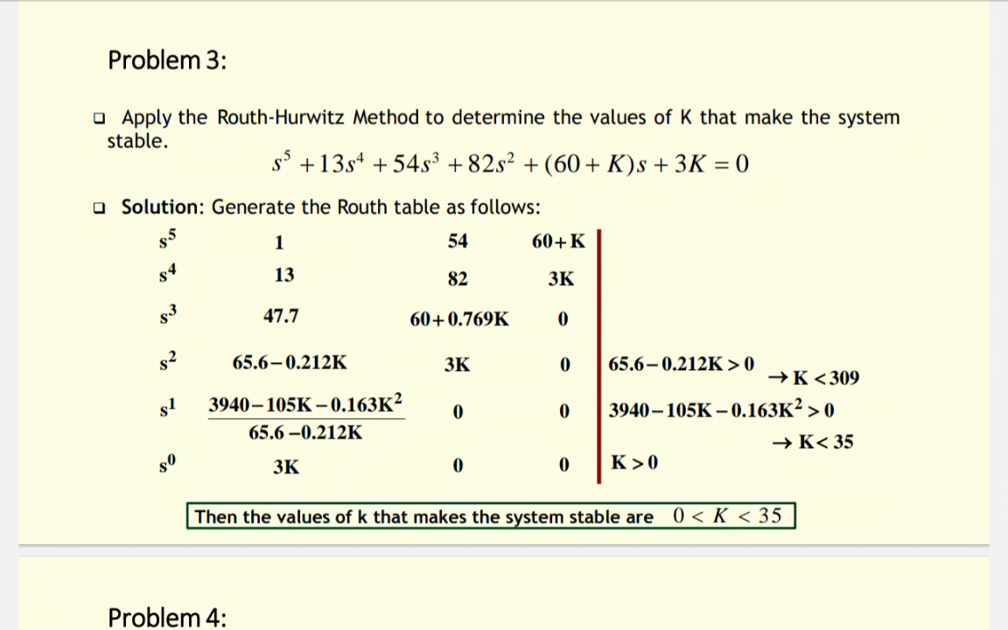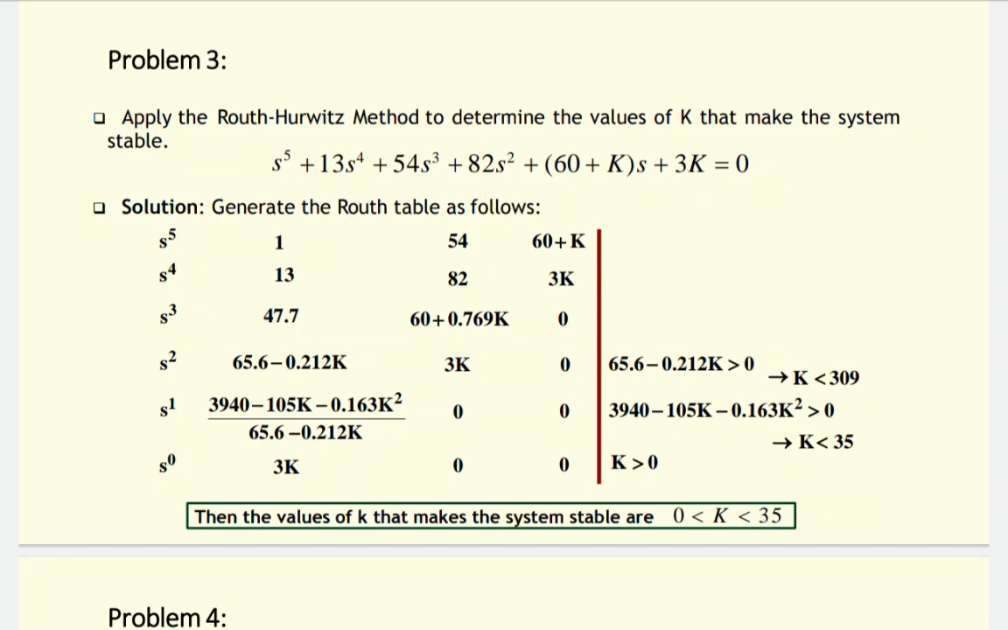In a similar fashion, our first job is to construct the Routh table starting from s to the power 5 onwards, s to the power 5 to s to the power 0 columnized, then substitute the alternate coefficients on the very first two rows, that is 1, 54 and 60 plus k in the first row, then 13, 82 and 3k in the second row. Successively the s cube row generates 47.7 and 60 plus 0.79k. S to the power 2 is 65.6 minus 0.212k and 3k.